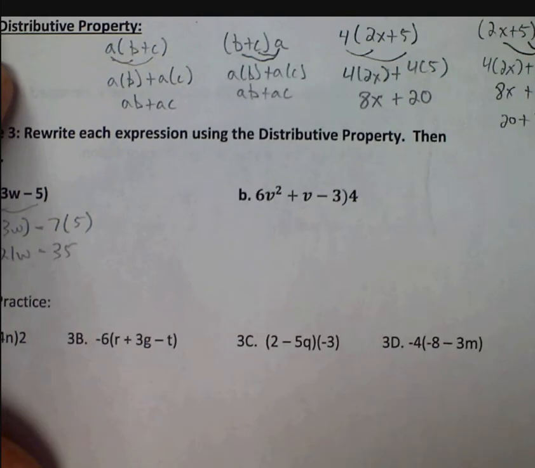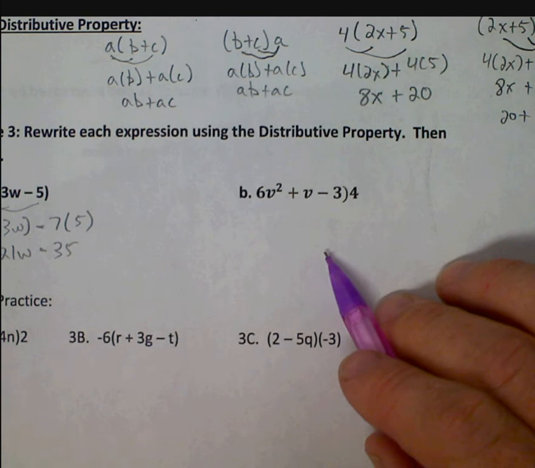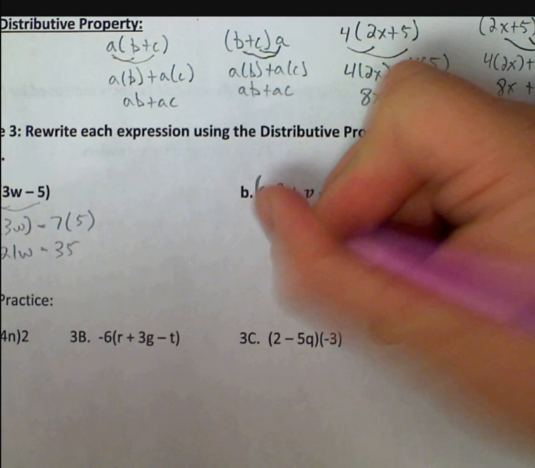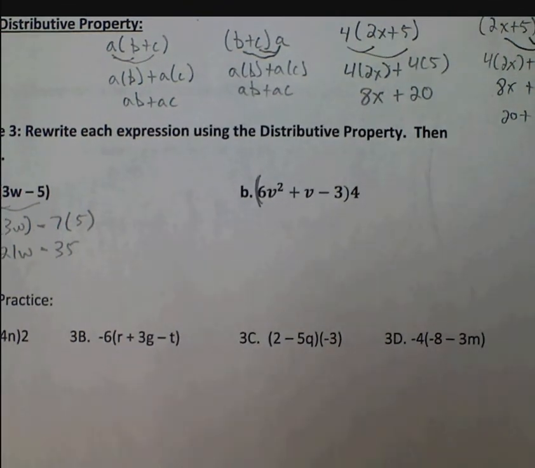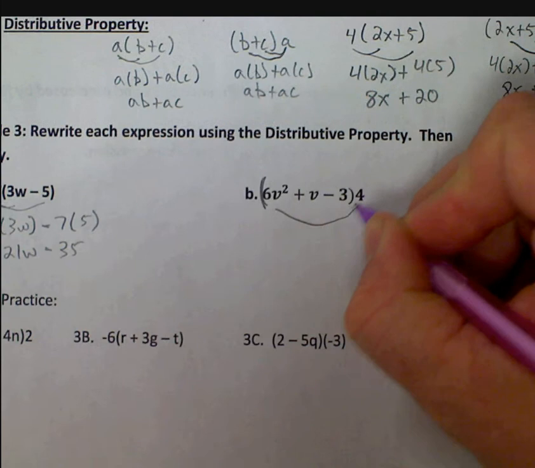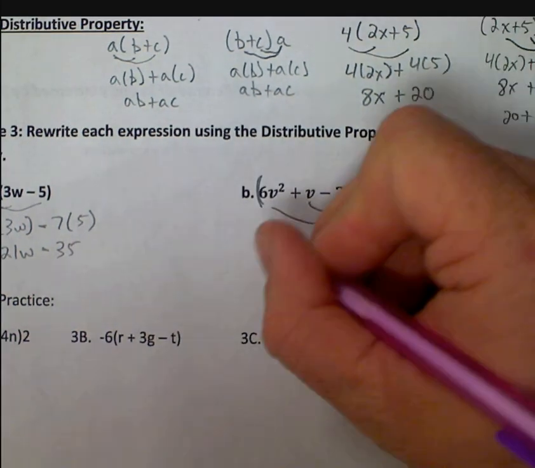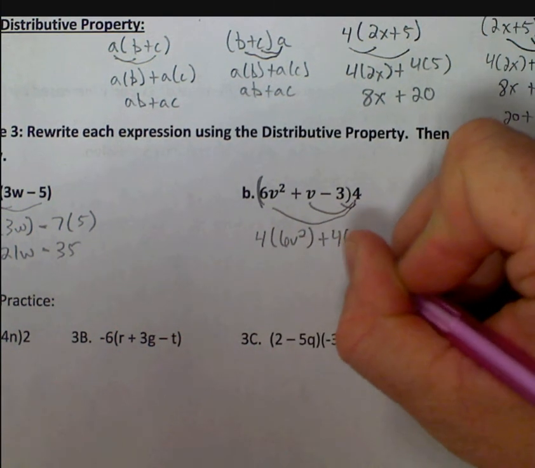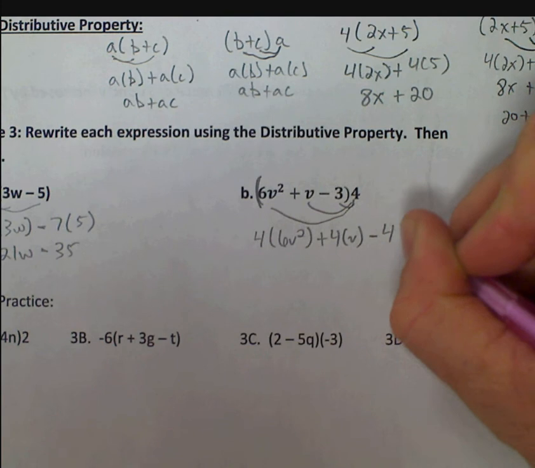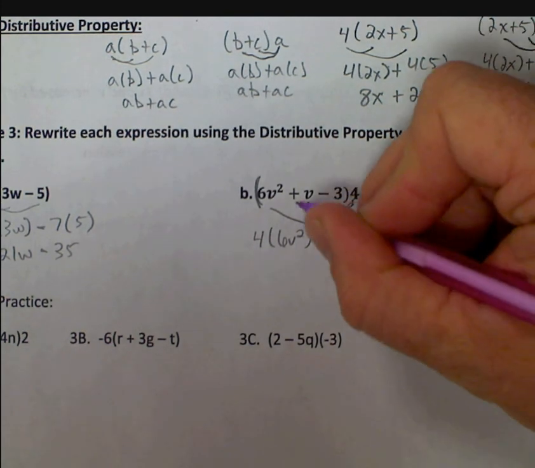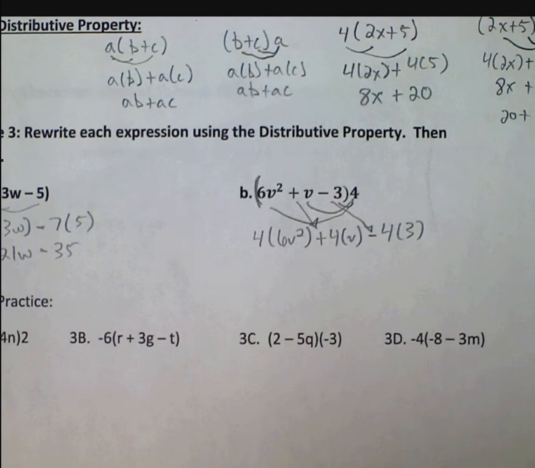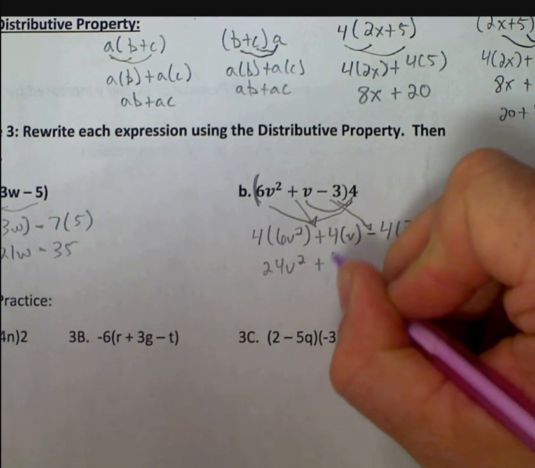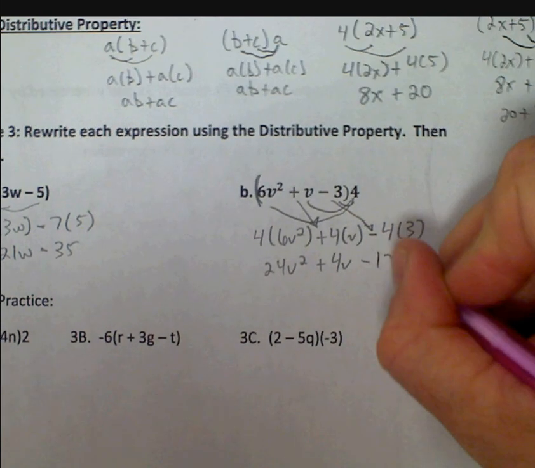Letter B. Let me go ahead and look at letter B in the book. The parentheses should be just like this. Now I need to distribute the 4, so I'm going to give the 4 to everything inside that I see. So I'm going to say 4 times 6v squared plus 4 times v minus 4 times 3. That's a minus sign, so I like to put my signs where they go. This would be 24v squared plus 4v minus 12.